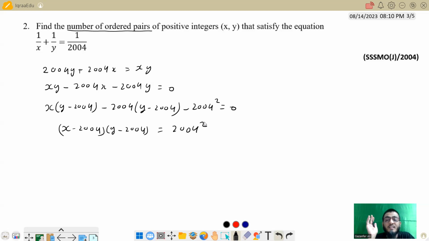So this was simple factorization, you know. This is a parabolic Diophantine equation. So we know the factorization, how to do it. Now what? Number of ordered pairs, and that too of positive integers. So let me do the factorization of 2004 first.